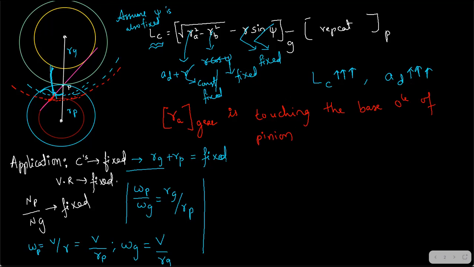So now, sir, if the addendum radius of the gear is touching the base circle of the pinion, it is a problem, right? So what we are going to do to reduce that problem is decrease the base circle of the pinion itself. Can we decrease it? Yes, we can decrease it.